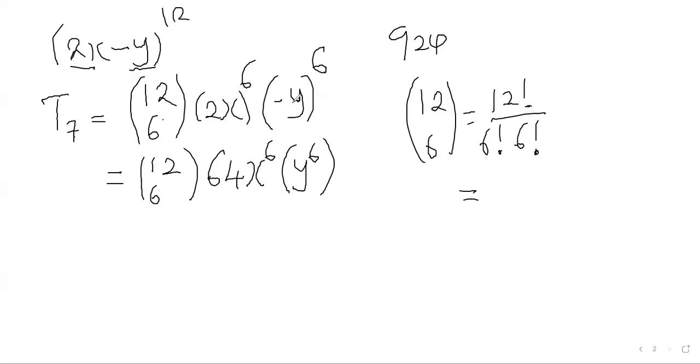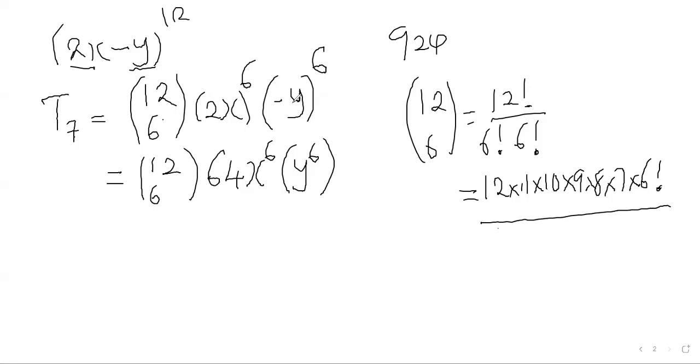So what are we going to have here? 12 factorial, just a minute, let me just expand this. 12 factorial is 12 times 11 times 10 times 9 times 8 times 7 times 6. Since I have 6 factorial down there, I'll end at 6 factorial. And the other 6 factorial, I can expand it, times 5 times 4 times 3 times 2 times 1 times the other 6 factorial. So this other 6 factorial and that can cancel.